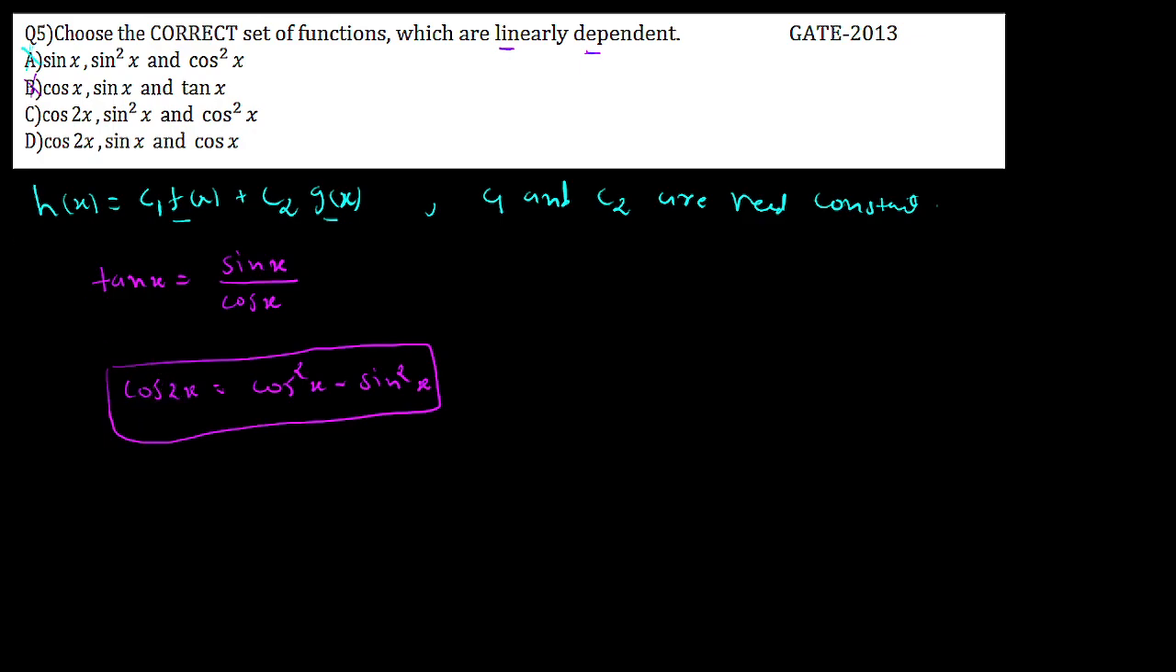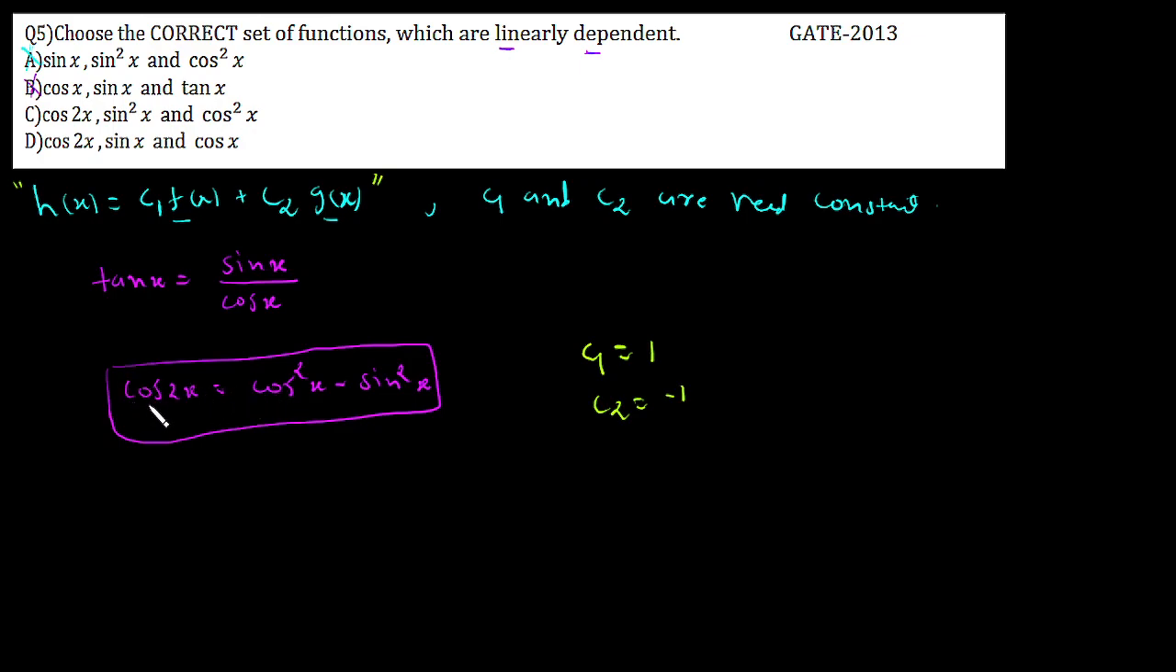So now just simply compare this function with the condition I have written above. Here h of x is cos 2x, the constant c1 has value 1 and c2 is minus 1, and in place of f of x we have the function cos square x, and in place of g of x we have the function sin square x. So we have combined these two functions and we are getting the third one.